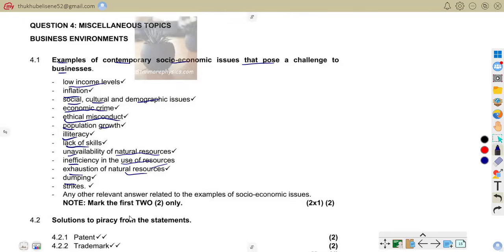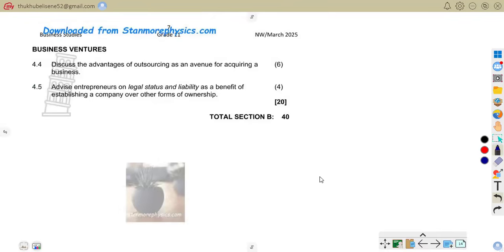Dumping. Dumping occurs when foreign companies sell goods in another country at very low prices, making it difficult for local businesses to compete. That is what we mean when we say dumping. Strikes. A strike occurs when workers stop working to demand better wages or working conditions. So now let us attend to question 4.2.